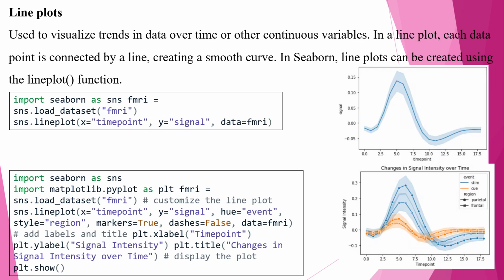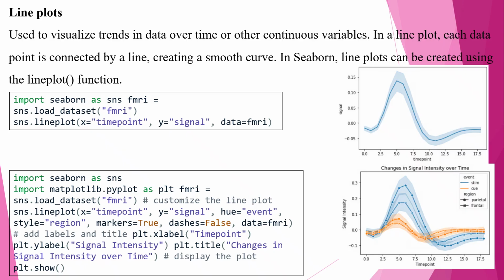Line plots in Seaborn are used to visualize trends or patterns in data over time or across continuous variables. In a line plot, individual data points are connected by lines, making it easier to observe how values change smoothly. The sns.lineplot function is used to create these plots. In the first example, the data is loaded using a Seaborn built-in dataset, and a simple line plot is created using timepoint and signal values.